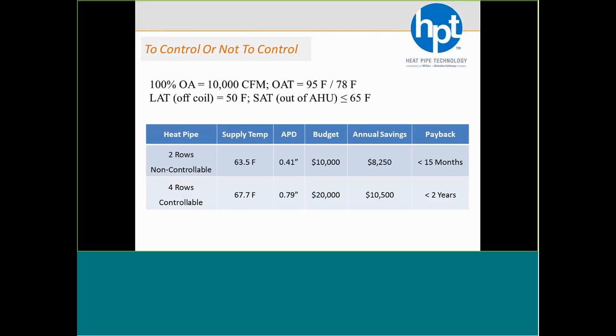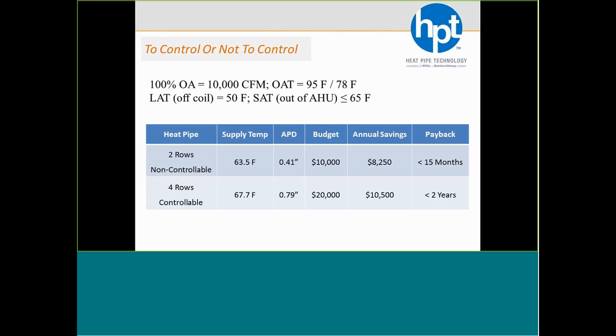So yeah, it adds twice as much static, which means twice as much fan energy. And yes, it's going to cost more. In this case, doubling the amount of rows and adding valves is basically going to double the price of the heat pipe. But the savings are obviously going to be much better to maximize your BTU savings.